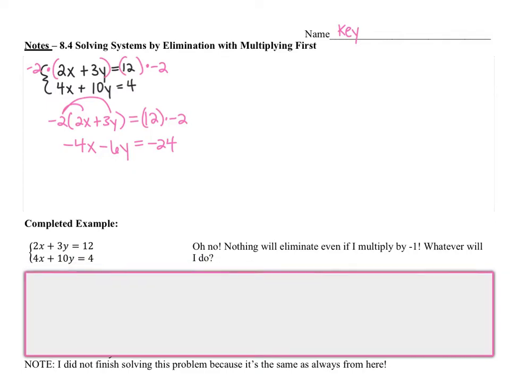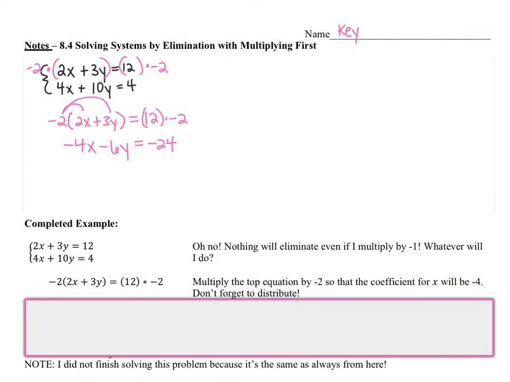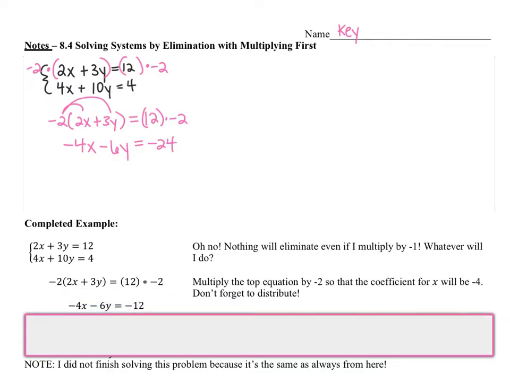So nothing will eliminate, whatever will we do? So multiply the top equation by -2 so that the coefficient for x will be -4. And don't forget to distribute. And we get that exact same equation that I had, except that I do see a little error here, and I will have it fixed on your copy. This is supposed to say -24. Okay, so we get that same thing.